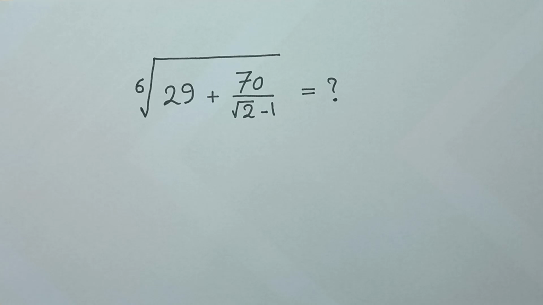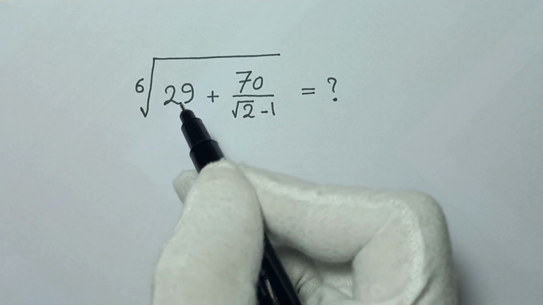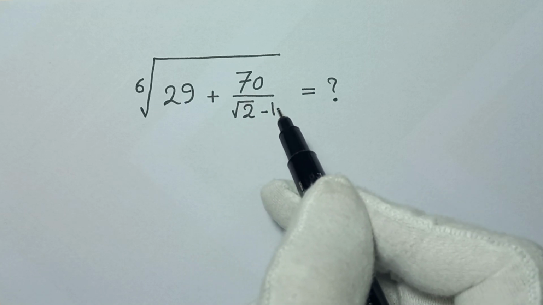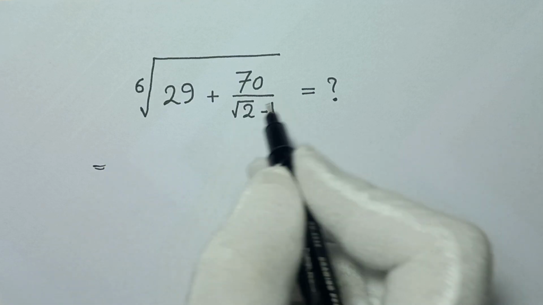Hello my friends, you're welcome to simplify this math problem, which is 6th root of 29 plus 7 over square root of 2 minus 1. So, in the first step, we start by rationalizing this fraction.